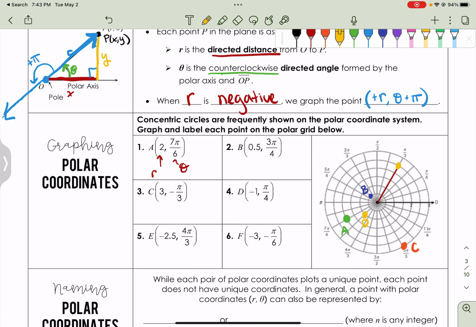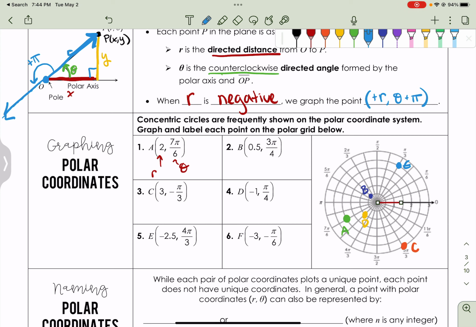So here is our next point, and I'll get another color. That has a radius of 2.5 and goes back exactly another pi away from 4 pi over 3. So that is point E.